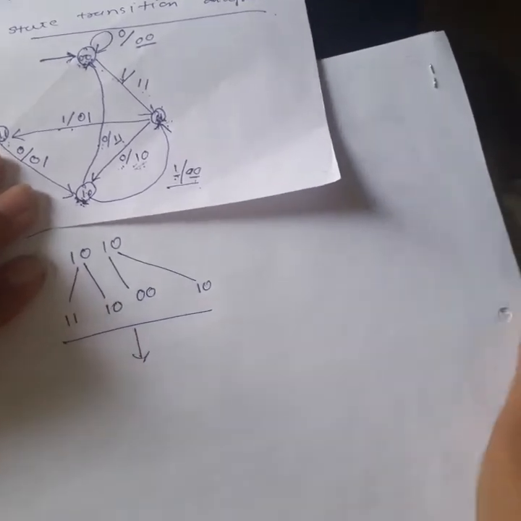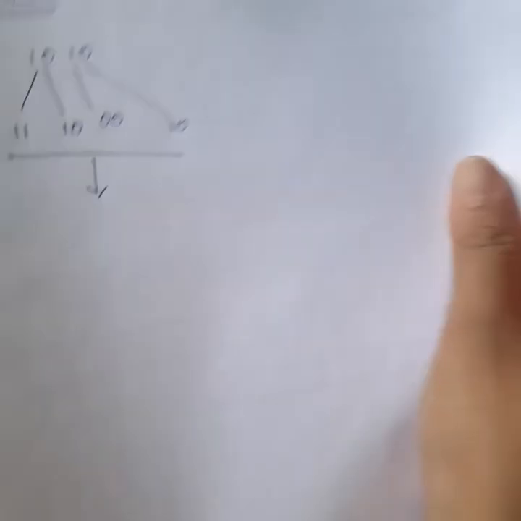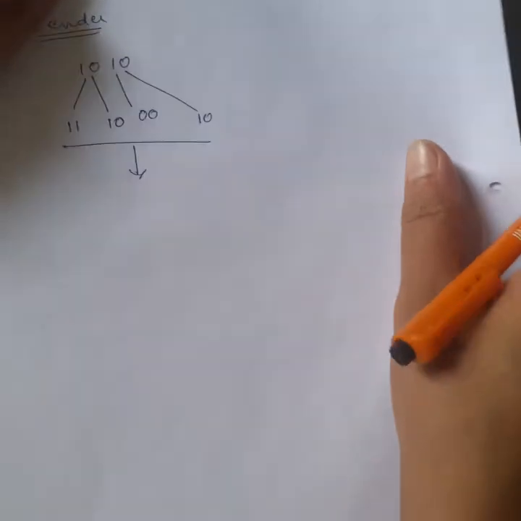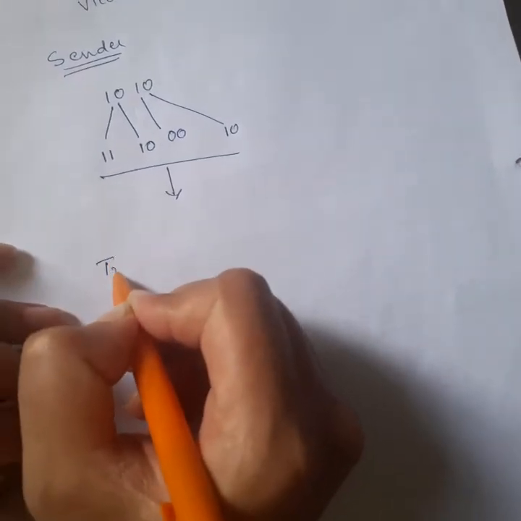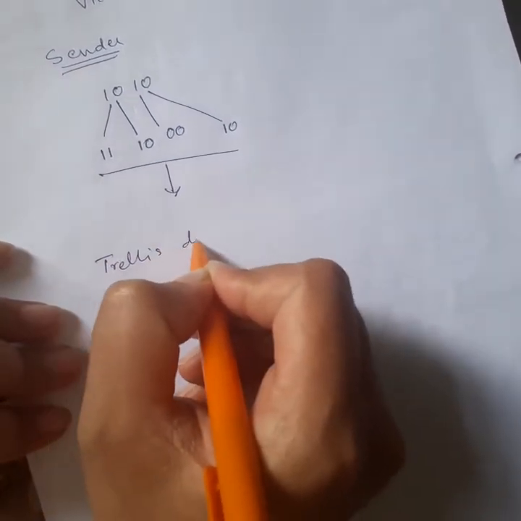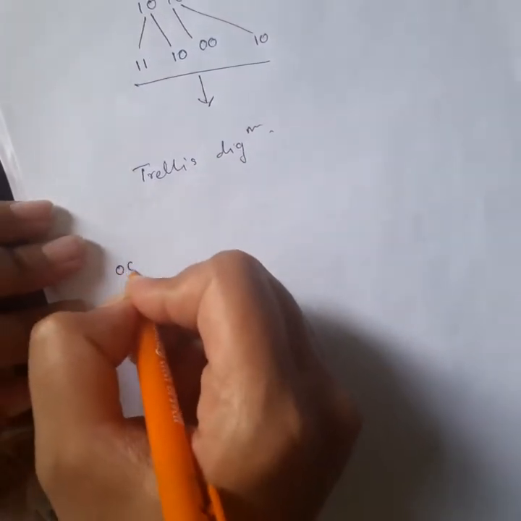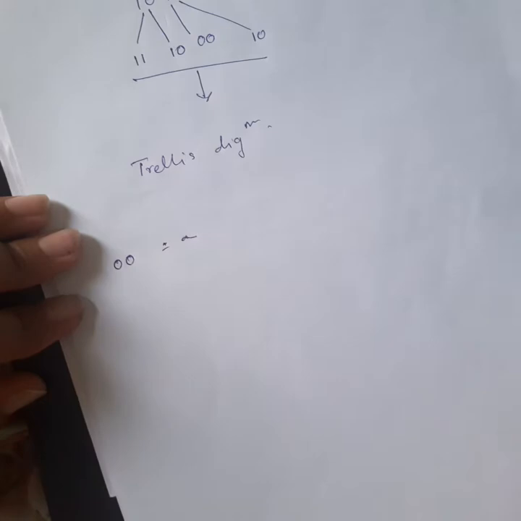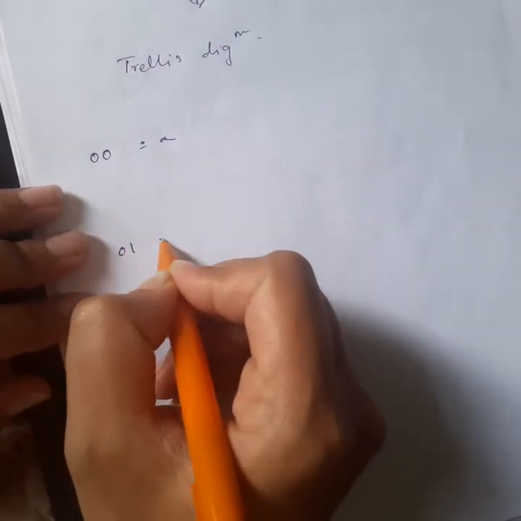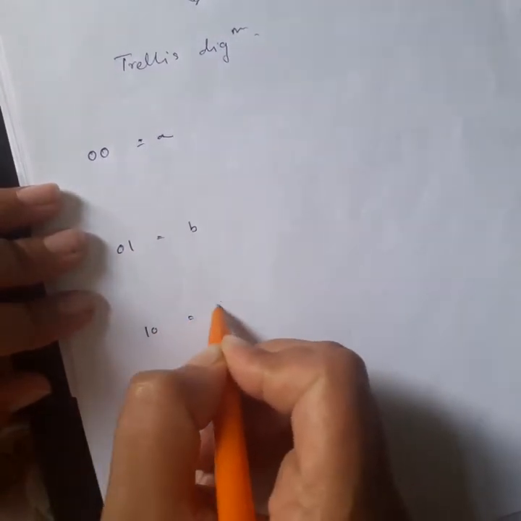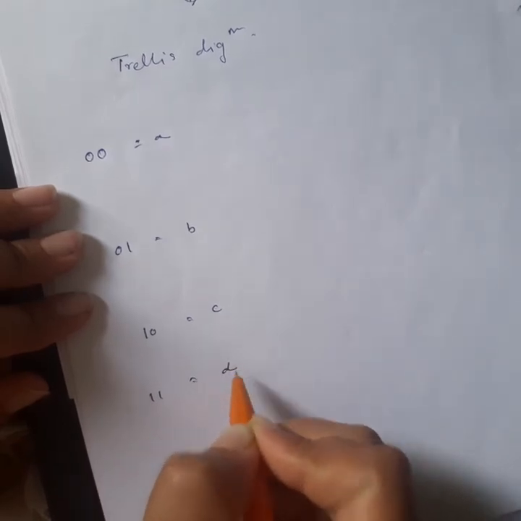Now at the receiver side, let us see what the receiver does. The receiver first of all creates a trellis diagram. According to the trellis diagram, first of all we are supposed to create states. For example, 0 0 is state A, 0 1 is equal to B, 1 0 is equal to C, and 1 1 is equal to D.